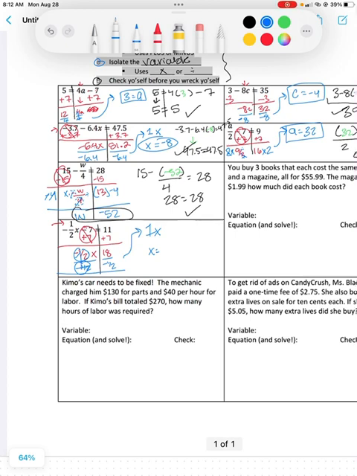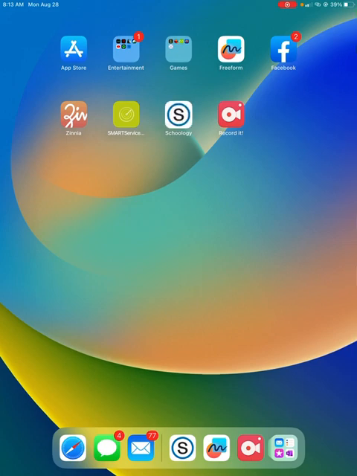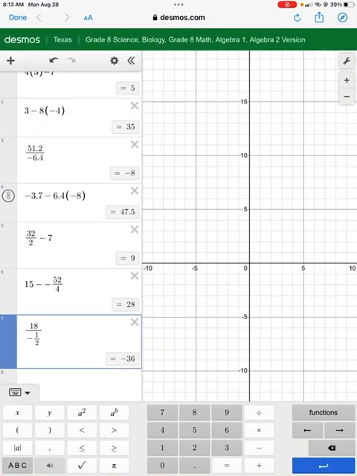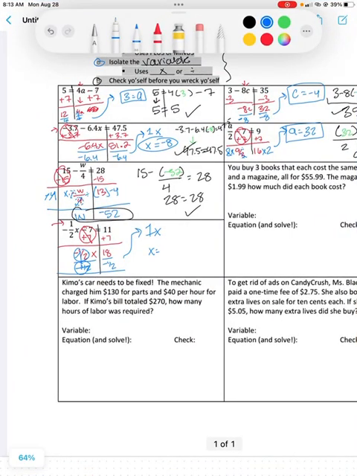What do I do? 11 plus 7 is 18. Did I type in 18 divided by negative 1/2? Got negative 36. Okay, 18 divided by negative 1/2 is negative 36. So now we have that for x. I thought I was on the other step of checking my work.